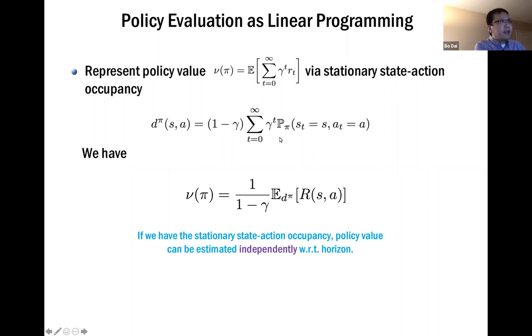Here we define P pi as T, and AT is the marginal distribution of state and action after T step. And this is a weighted accumulation of this marginal distribution, and that is denoted as the stationary state action occupancy. After we define this notation, we can rewrite the policy value into the expectation of this particular stationary distribution with the reward function. So that means if we have this stationary state action occupancy estimated well, we can just use Monte Carlo approximation according to the samples from this stationary distribution instead of the whole trajectory. So it naturally avoids the curse of horizon.